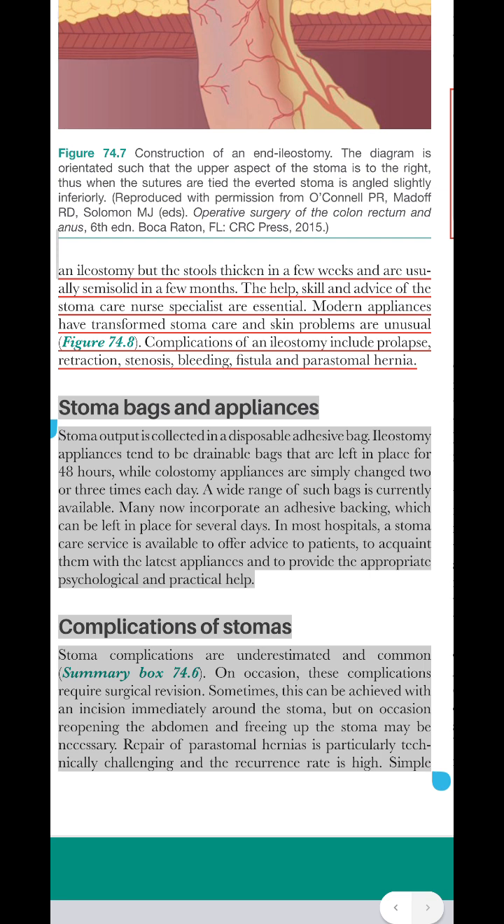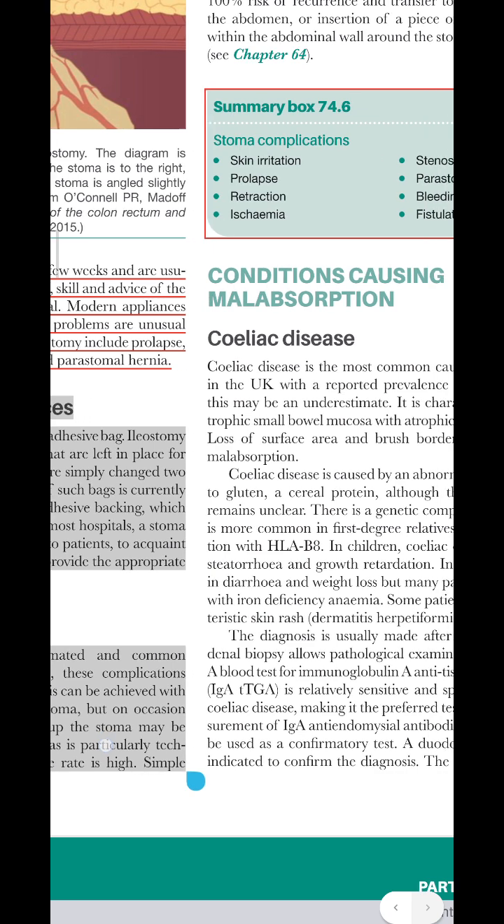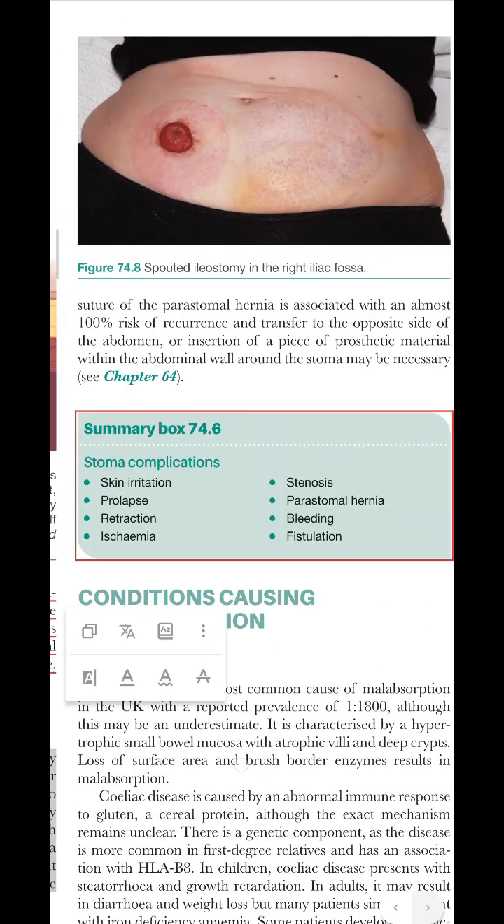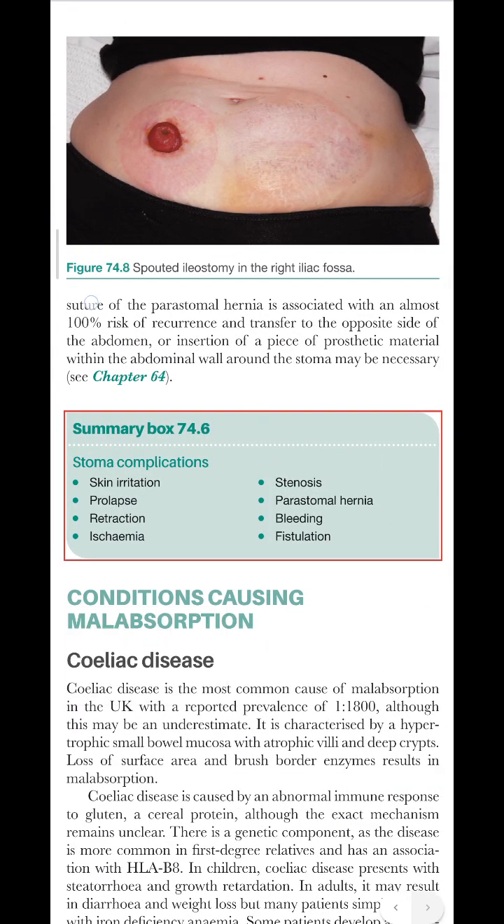Sometimes, this can be achieved with an incision immediately around the stoma, but on occasion reopening the abdomen and freeing up the stoma may be necessary. Repair of peristomal hernias is particularly technically challenging and the recurrence rate is high. Suture of the peristomal hernia is associated with an almost 100% risk of recurrence, and transfer to the opposite side of the abdomen, or insertion of a piece of prosthetic material within the abdominal wall around the stoma may be necessary. See Chapter 64.